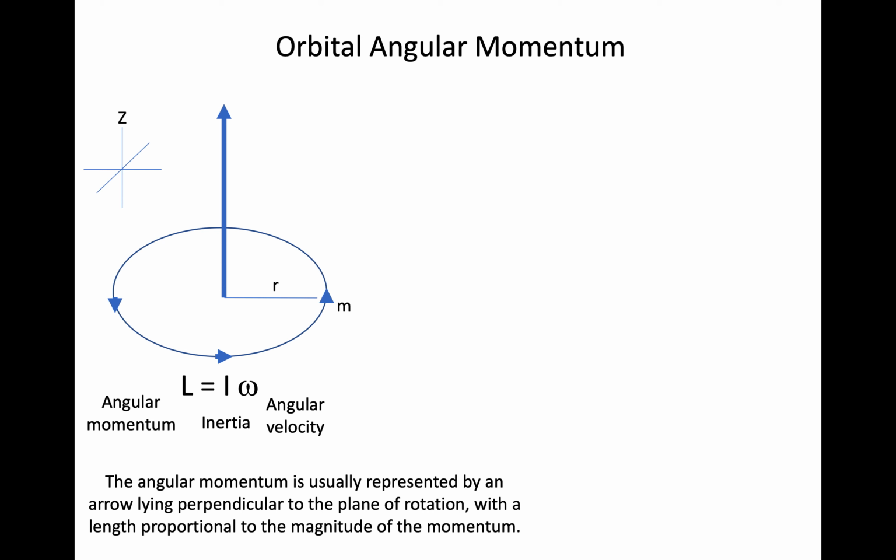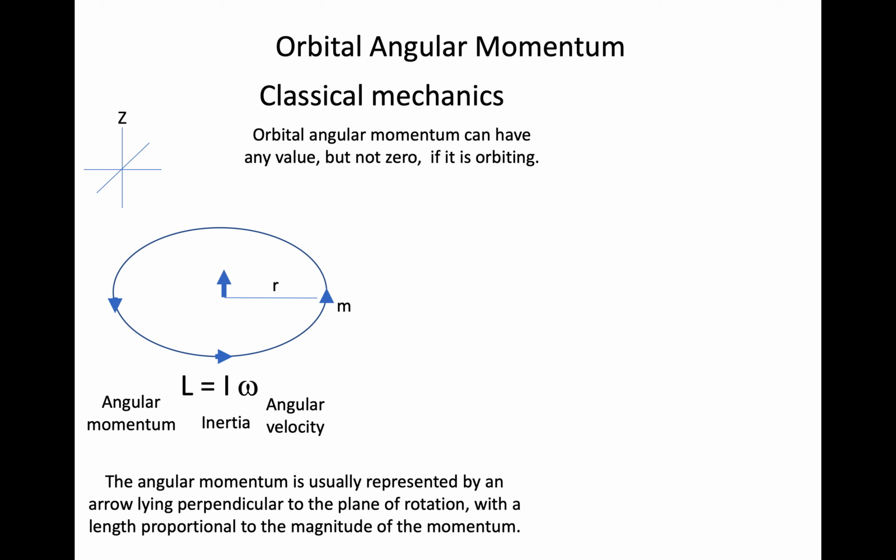To represent the magnitude of the angular momentum, the convention is that we have an arrow perpendicular to the plane in which it's rotating, and the length is proportional to the magnitude of the momentum. So in classical mechanics, what happens? Well, notice the magnitude there. The orbital angular momentum could have any value. It can't be zero if the particle is orbiting, but beyond that, it could have any value at all.